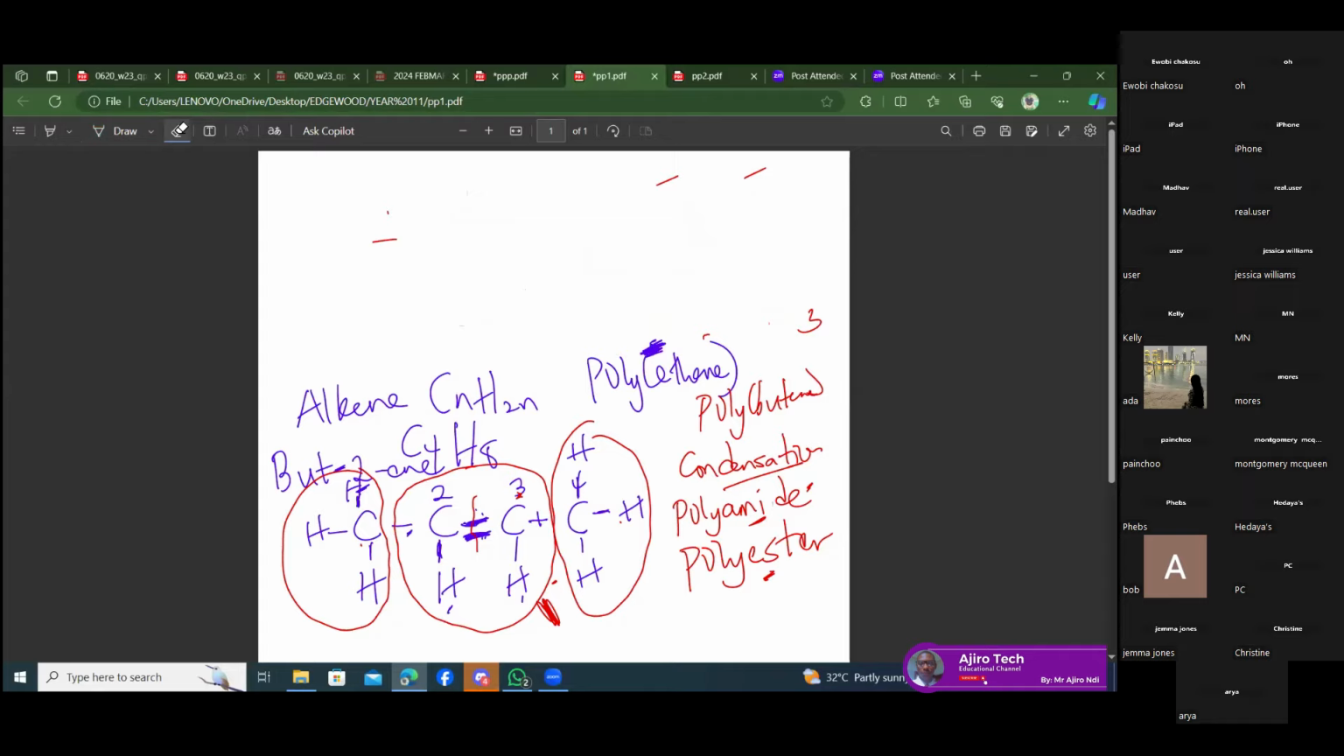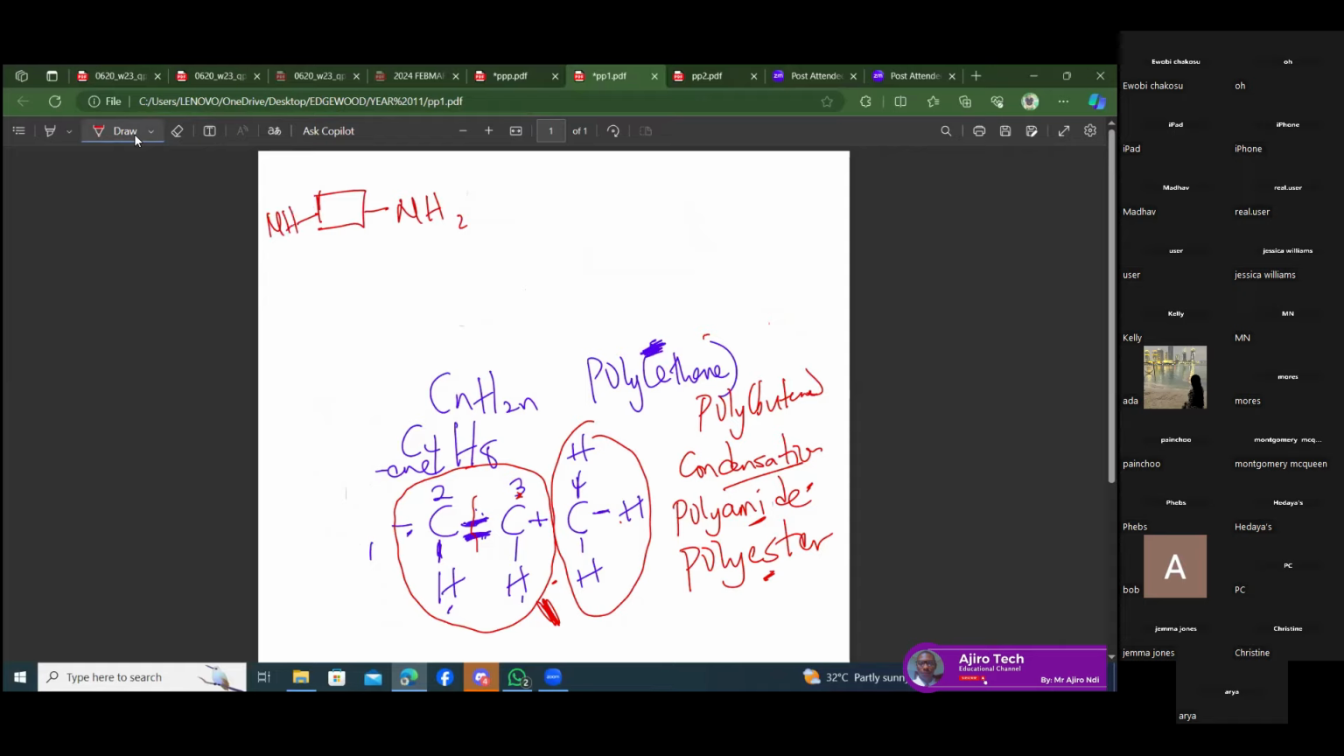All right, so for the polyamide, they are majorly from two functional groups. So I'm just going to draw something very easy. Okay, so we have a diamine. So a polyamide is simply from a diamine plus a dicarboxylic acid. So this is what is going to form you a polyamide.